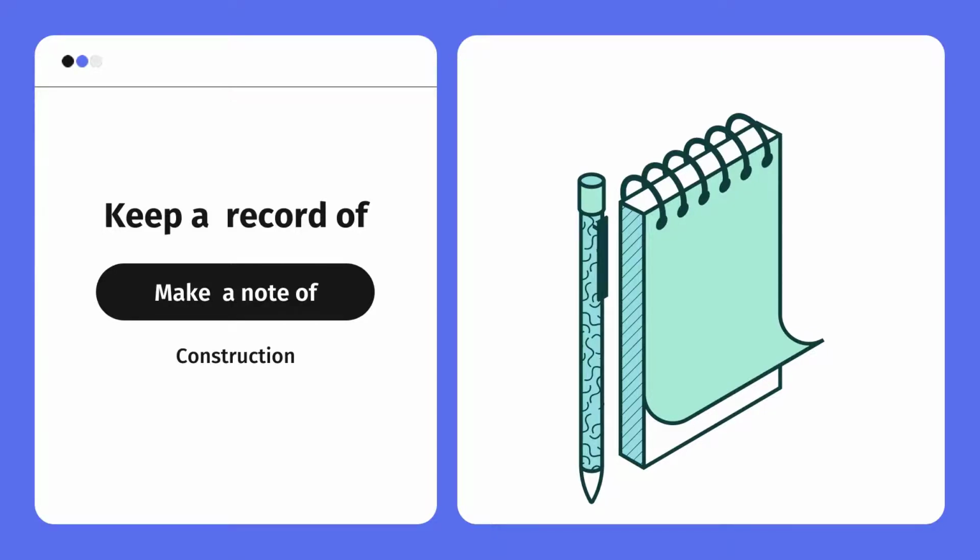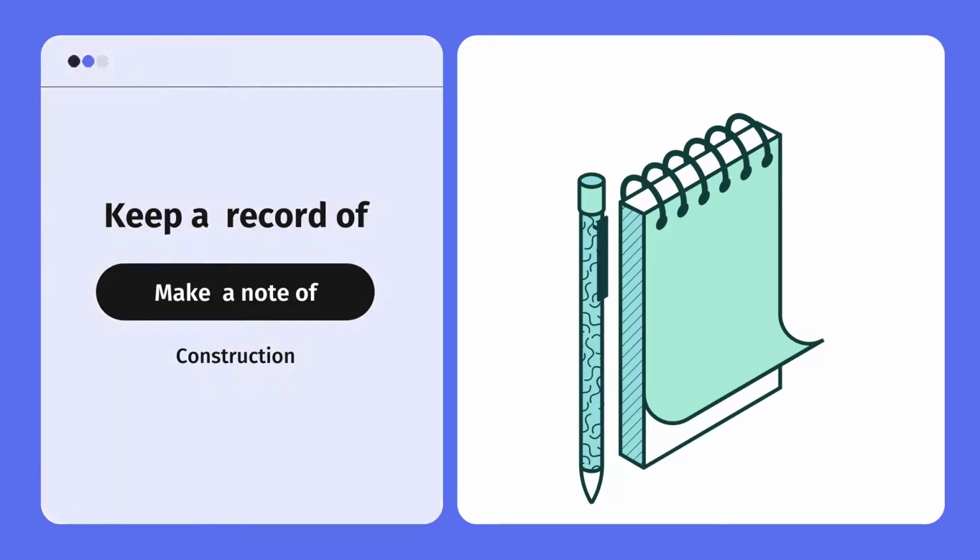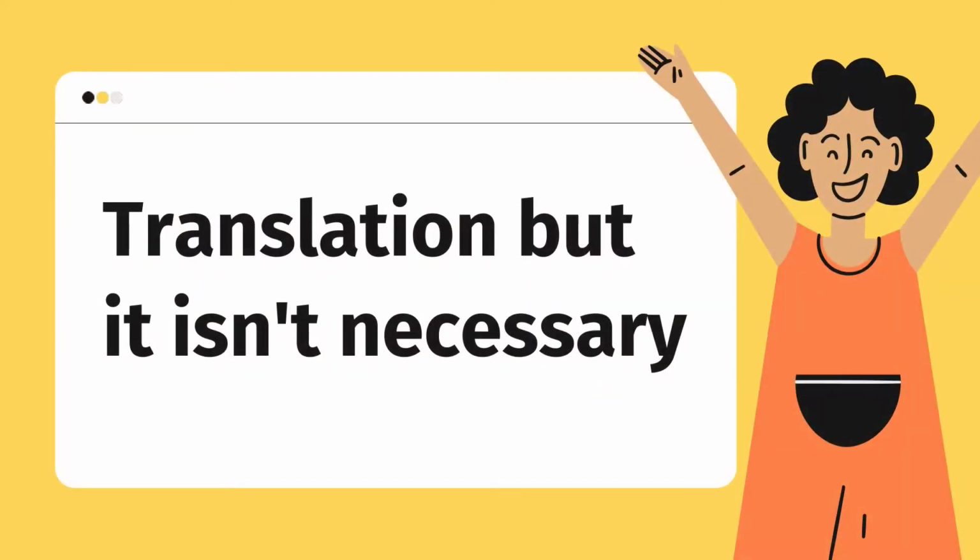For example, is the word formal or informal? Is it used in a particular kind of construction? A verb that is often followed by a preposition. Write a translation if you think it helps. Sometimes it isn't necessary.